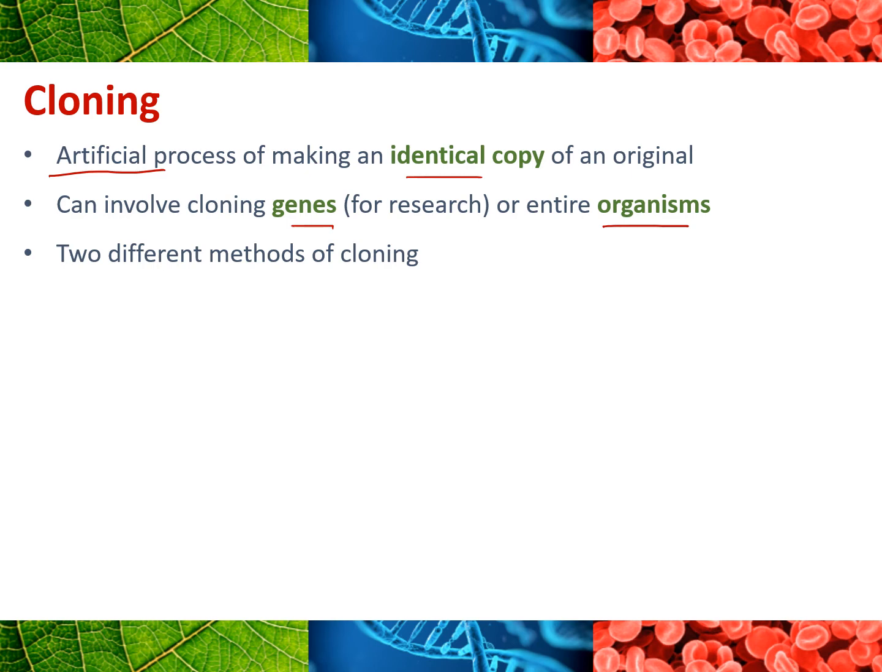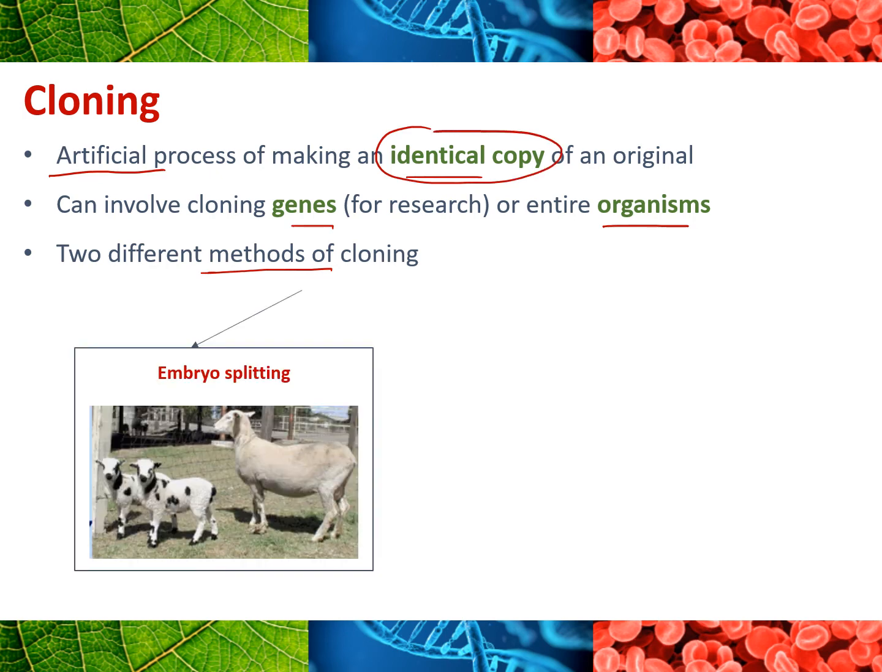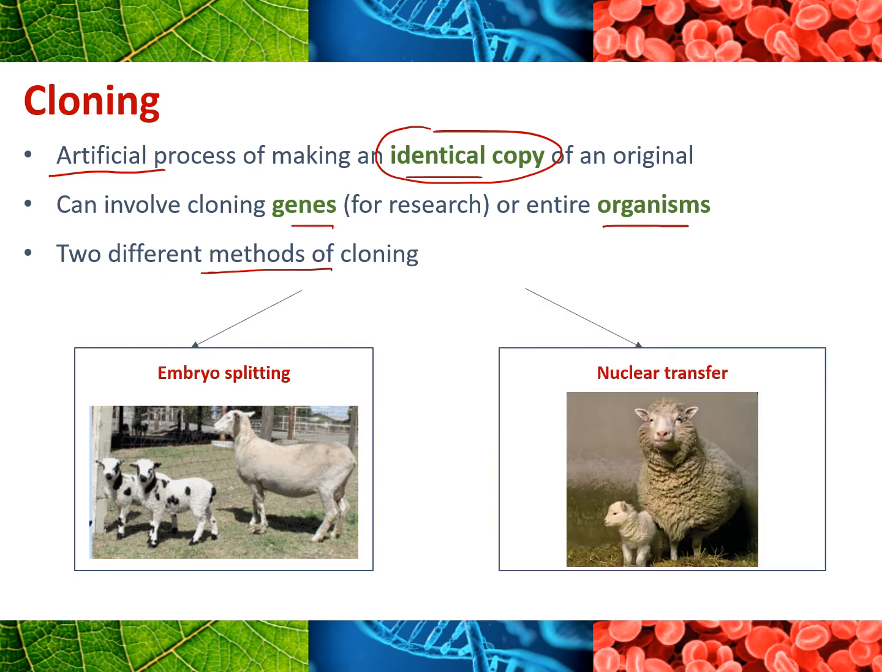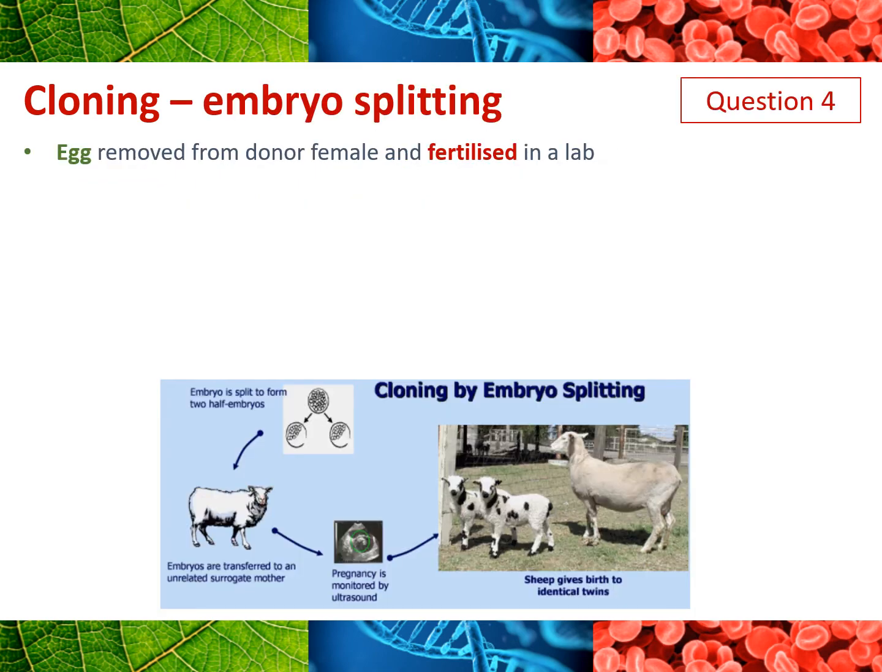We're going to look at two different methods of cloning, so two different ways that we can achieve making identical copies. The first one is called embryo splitting, and the second one is called nuclear transfer. So we'll go through both of these now. Like I said, don't stress too much if it's a little bit confusing or you can't fully get your head around how these processes occur. So embryo splitting is the first one we're going to look at. If we look at the term, it kind of makes sense. Basically, we're going to get an embryo, we're going to split it into two.